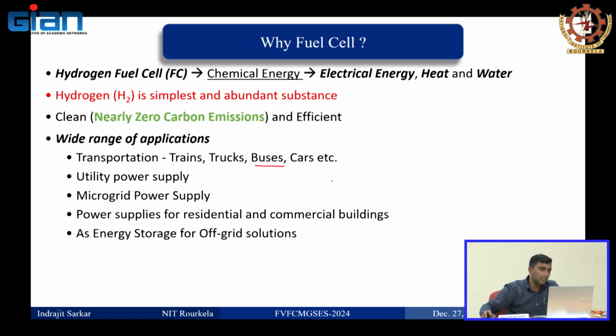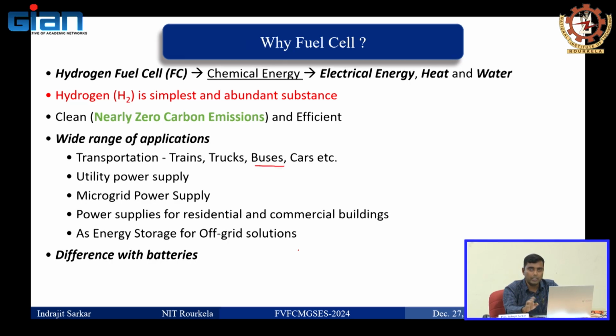There are applications like transportation: fuel cell train, hydrogen train. Very soon India is going to test hydrogen trains. Cars are available, trucks are available, utility power supply. We'll see the power rating of the fuel cell. There are fuel cells with sufficient power generation which you can supply to the utility or connect to the grid as well. Microgrid power supply: here also you can think of a fuel cell based microgrid as distributed generation. Power supplies to residential and commercial buildings, and also as energy storage for off grid solutions. That I will talk about.